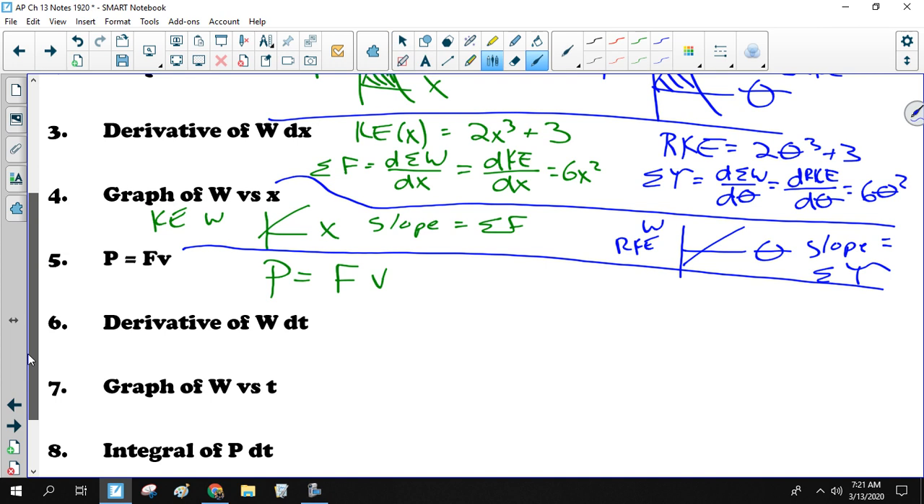So the angular counterpart would be similar. You can just say, I know how much torque is acting on my object at a given instant, and I know the angular velocity at that given instant. So I'm just going to multiply. Okay?